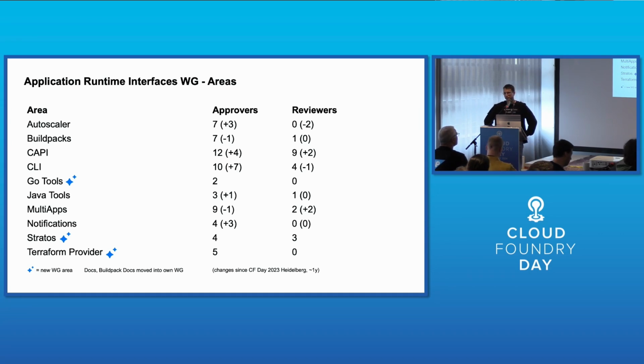First, there's the CF API, that's the foundation, and together with the command line interface, the CF CLI, and the buildpacks, that's probably the interfaces that you all know and use in your everyday work. In addition, there are language bindings to the CF API, Java tools, Go tools, and recently also a Terraform provider. And then we have areas that provide, let's say, higher level functionalities and tools like the Autoscaler, MultiApps, notifications to send emails to Cloud Foundry users, and Stratos UI, a Cloud Foundry UI that has been recently re-added again.